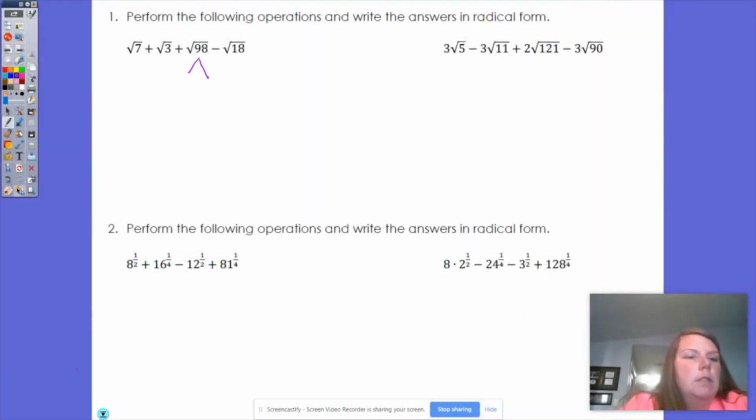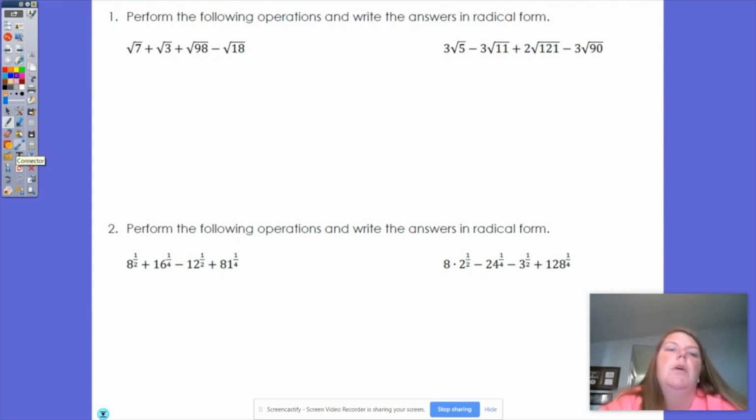All right, guys, let's go ahead and get started on section 1, topic number 7, which is adding and subtracting with radicals and rational exponents. Obviously, those are the same thing. You're just going from one form to the other. So let's look at number 1.